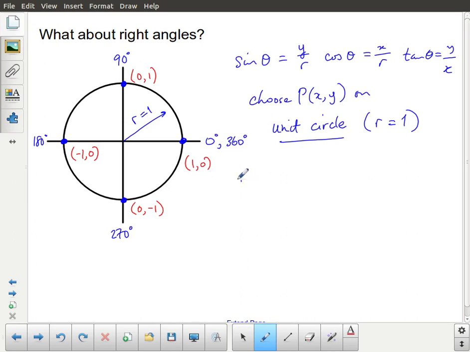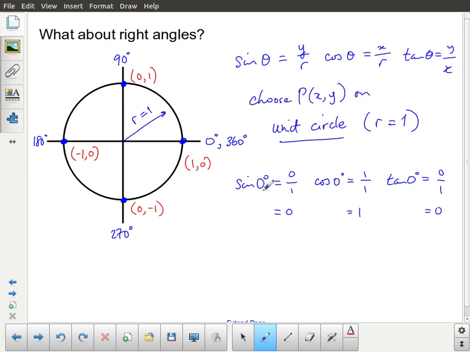So for example, the sine of 0 degrees: sine is the y-coordinate divided by r. The y-coordinate in this case is 0, divided by r, which is 1, so the sine of 0 degrees is 0. The cosine of 0 degrees is the x-coordinate divided by r. The x-coordinate is 1, divided by r is 1, so we end up with 1. And the tangent of 0 degrees is equal to the y-coordinate divided by the x-coordinate. That is 0 divided by 1, which is equal to 0.